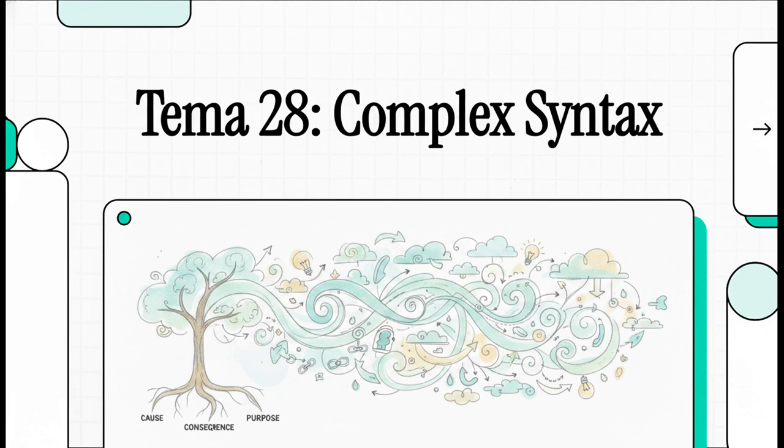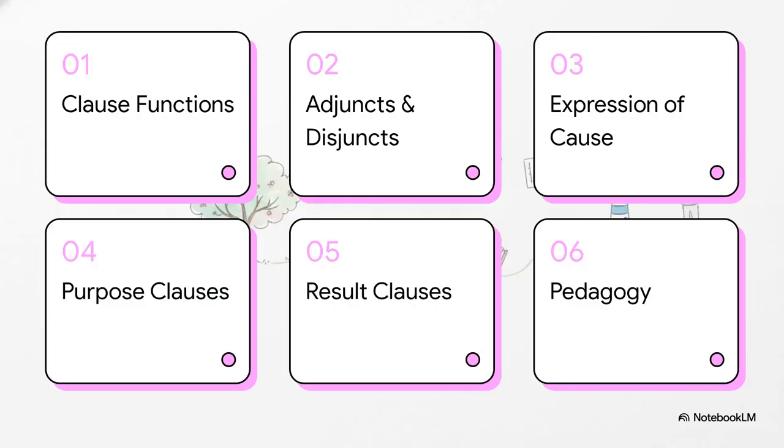We're going to unpack these structural mechanics together and turn some pretty heavy linguistic theory into clear, actionable knowledge you can actually use. Okay, let's dive into this syllabus and map out our journey. We'll start with the functions of subordinate clauses, then tackle the big one, adjuncts versus disjuncts. From there, we'll systematically break down the expression of cause, purpose, and result. Finally, we'll wrap up with the pedagogical implications for your classrooms.